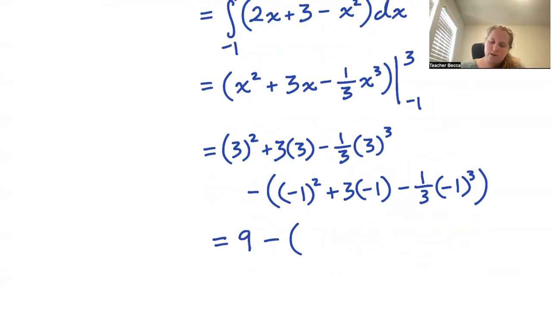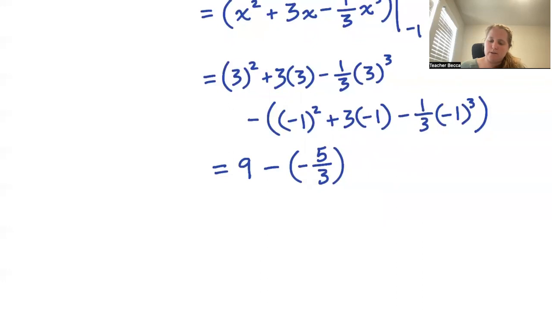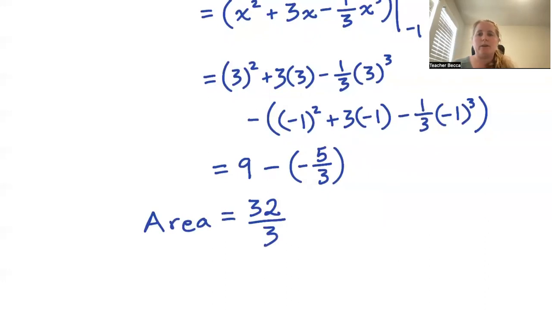We have -5/3. So we are looking at 27/3 plus 5/3, or 32/3 for our area. So this is how we can go about finding area between curves when we need to find our bounds. In our next video, we will look at the case where we have multiple regions enclosed, not just one.